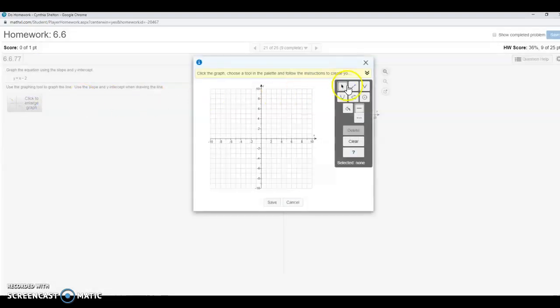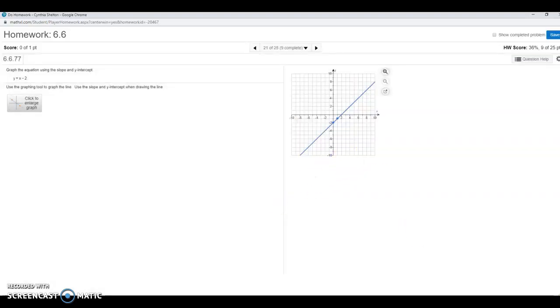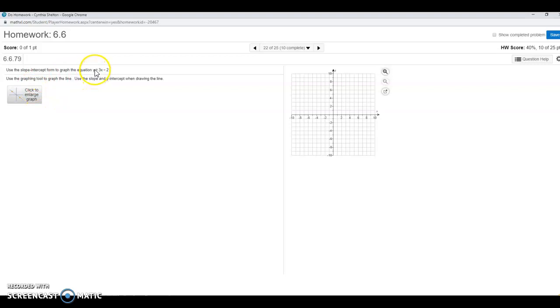You can use point plotting or the three methods on the others, but I have been using that y equals mx plus b form. I kind of prefer that. I think it's easier, especially if it's already solved for y. So here we have a slope of 1 or 1 over 1, and then a y-intercept of -2. So we start at the y-intercept -2, rise 1, run 1, click. Fantastic.